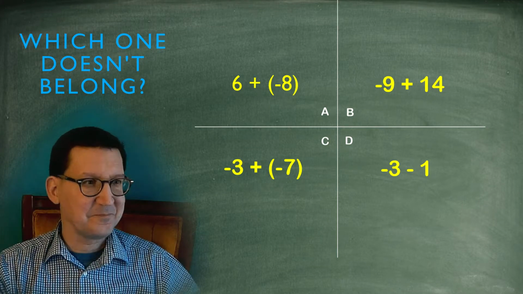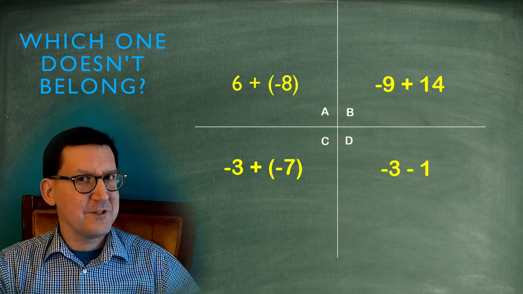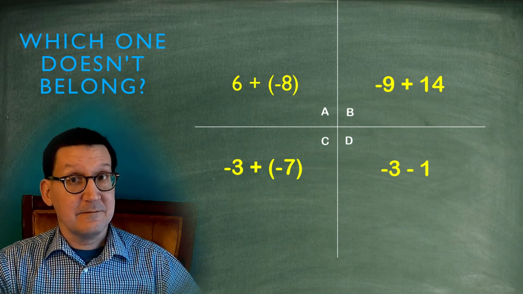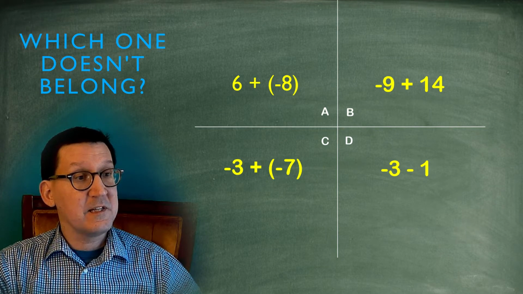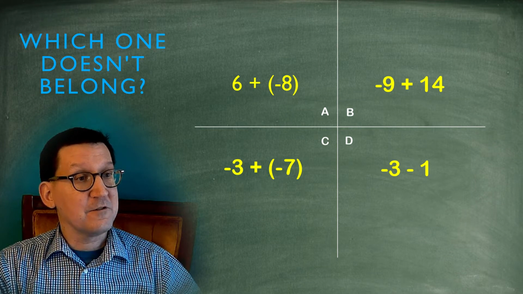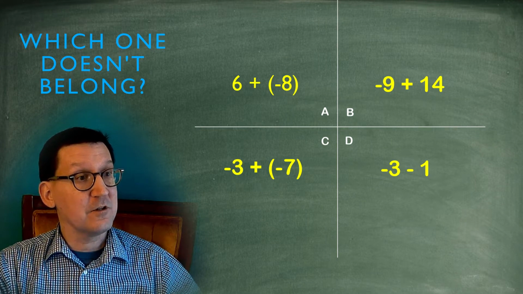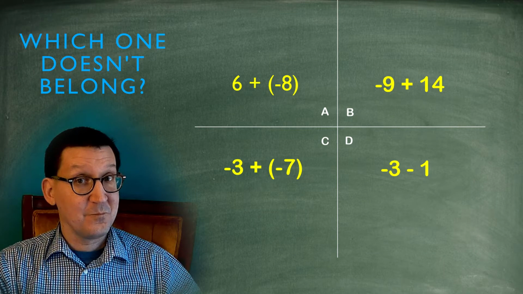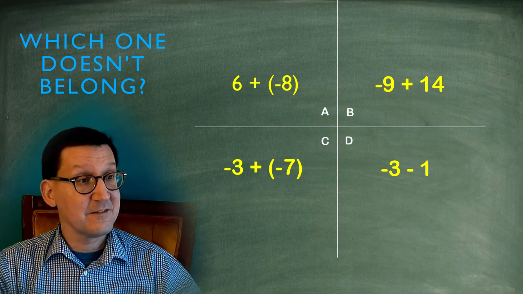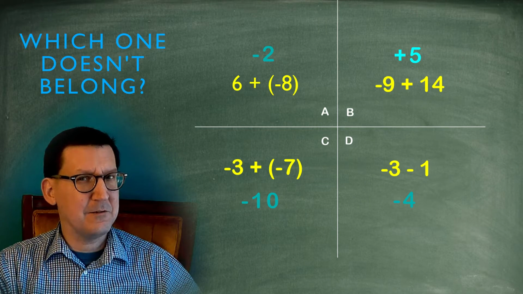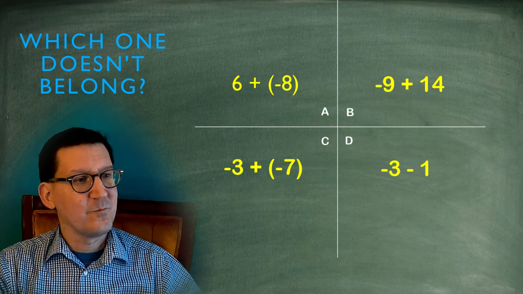Alright, welcome back. So what solutions did you come up with? Well, if you notice, box A is the only one that is a positive first addend. The others start off with a negative integer. B is the only one of the 3 that has a positive value. If you solve all those, then A, C, and D come up with negative answers, and B is the only one that has a positive answer.